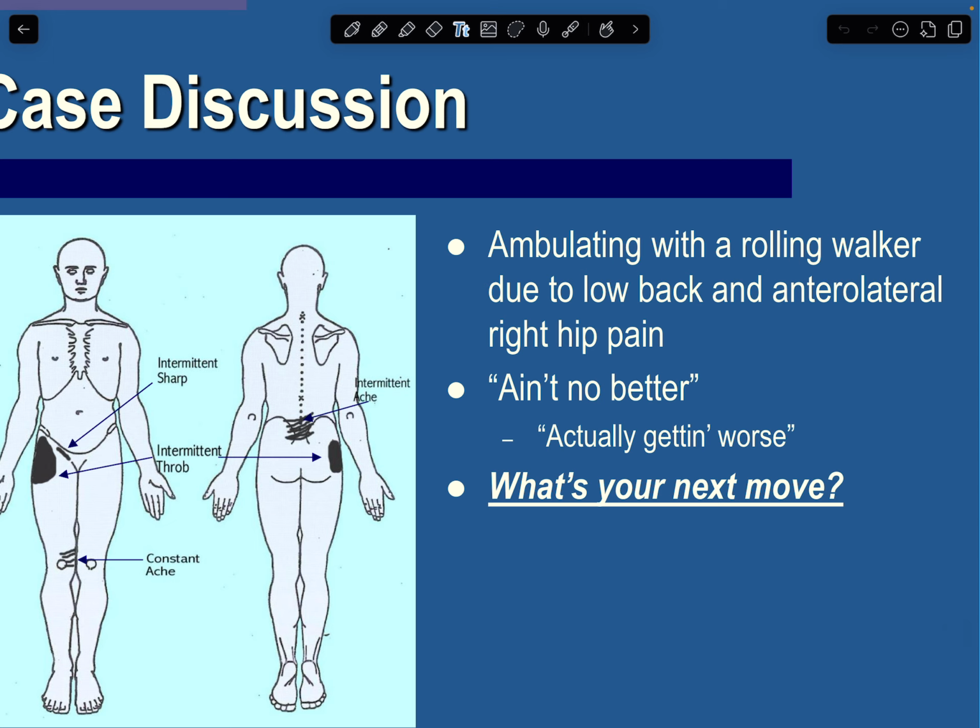61, I'm getting close to that. Probably could use my rolling walker to get through here. It'll start to bother me a little bit. But the low back pain and that right hip pain, and he says he's no better. He thinks he's getting worse.